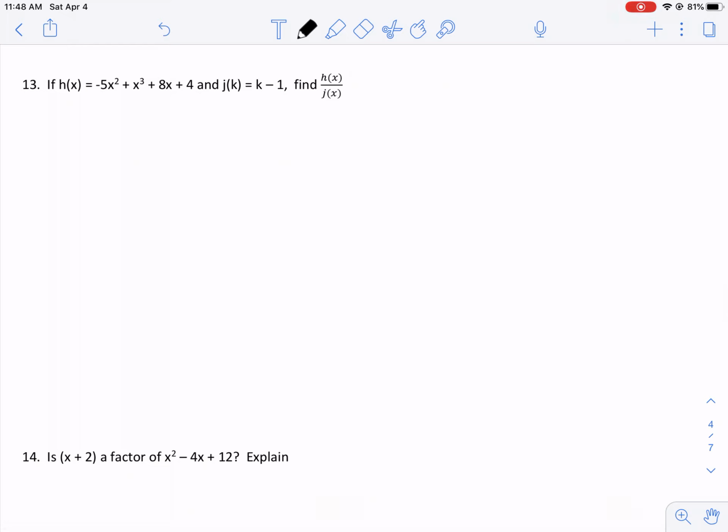Okay, h of x is that function. J of x is that function. Find h of x over j of x. Well, that's a symbol for divide the two.